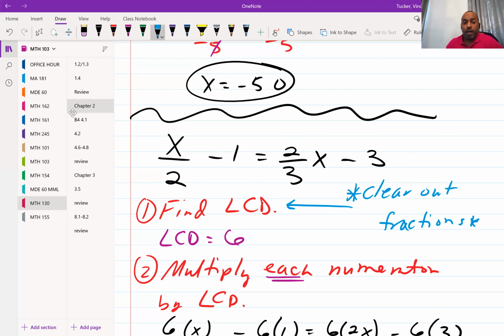So first thing you would do is find the LCD of each denominator that you have. Remember, just like we talked about before, your LCD is going to be the smallest number that each denominator can divide into evenly. So we have 2 and 3 here. So the smallest number that 2 and 3 can divide into will be 6. So our LCD is 6.